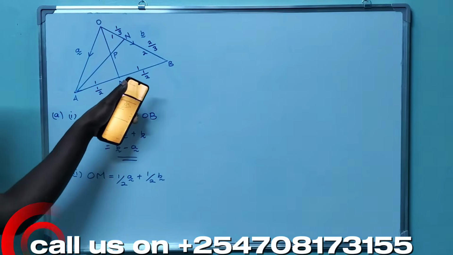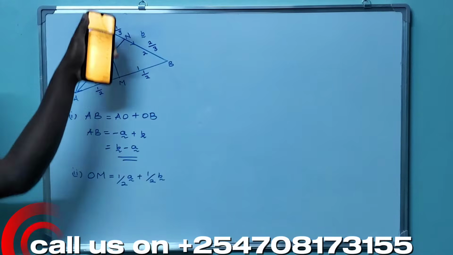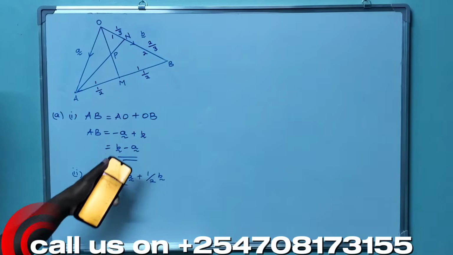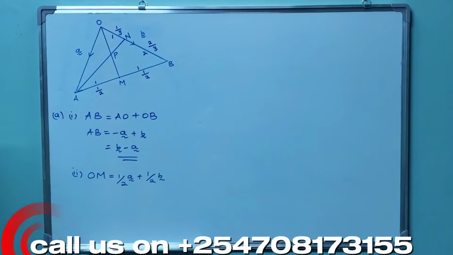Because M is the midpoint of AB and we want OM, it means that OM is going to be a half vector A plus a half vector B. As simple as that. There is nothing much to do there.